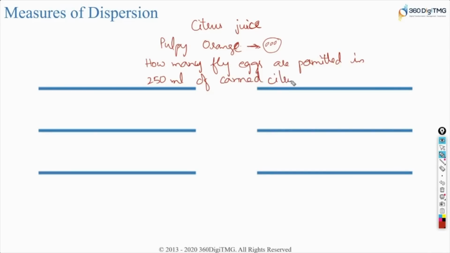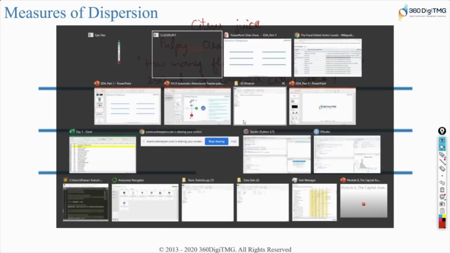My friends keep saying to me, do you know what? If you consume canned citrus juice, it's much healthier. I mean, it doesn't get contaminated. Oh, come on, give me a break. So just answer this. How many fly eggs are permitted in 250 ml of canned citrus juice? Any thoughts? Anyone? Let me look at the count.